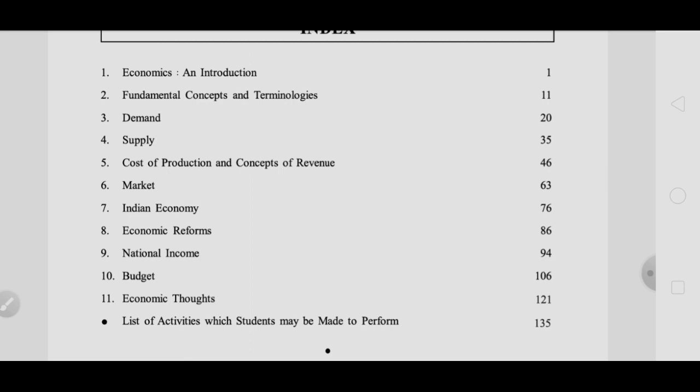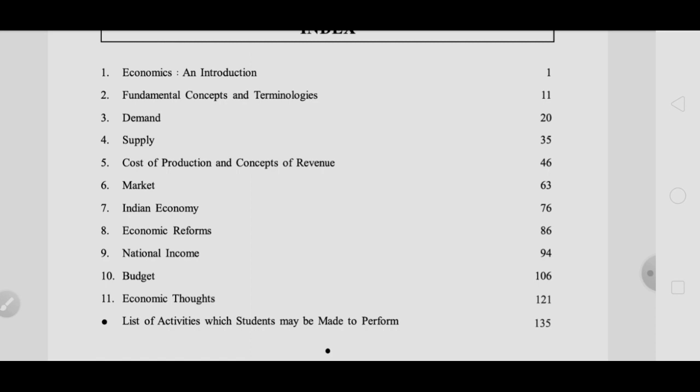That is the Indian economy in ancient time, then the Indian economy during British rule, that is before independence, and the Indian economy after independence. Chapter 8 will discuss the economic reforms. In that, first of all, we'll discuss LPG, that is liberalization, privatization, and globalization. In chapter 9, we'll discuss some of the important aspects of national income. Then in chapter 10, we'll discuss the budget, different types of budgets, and GST also.